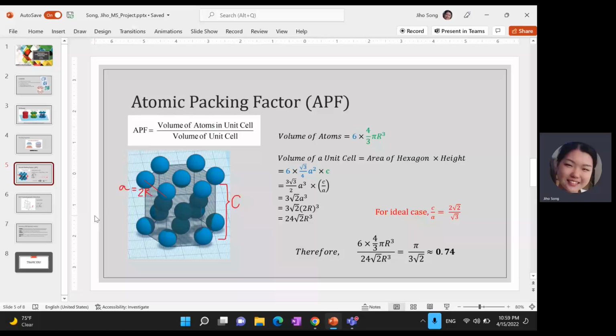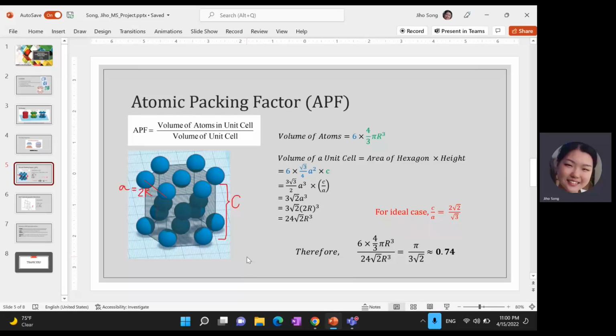Now we'll look at how the atomic packing factor of HCP can be calculated. Atomic packing factor is defined by volume of atoms in unicell divided by volume of unicell. It tells you what percent of an object is made of atoms versus empty space. So it basically shows how tightly packed the atoms are. Here's my 3D model of HCP structure.